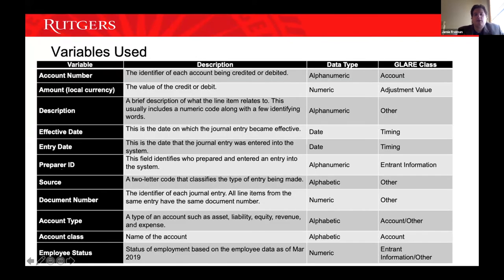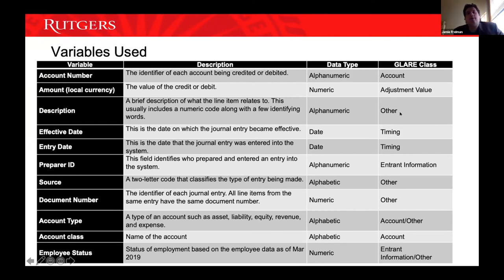Basically, this is a list of all the different variables. So you can see that there's quite a lot of information that we had to work with here. Now, what we have here in the different columns, so we have the name of the variable, we have a description, we have the data types, right? And then we have what's called a GLARE class.